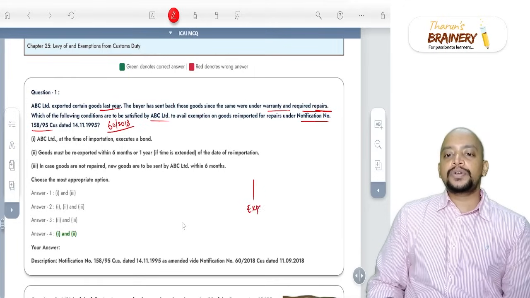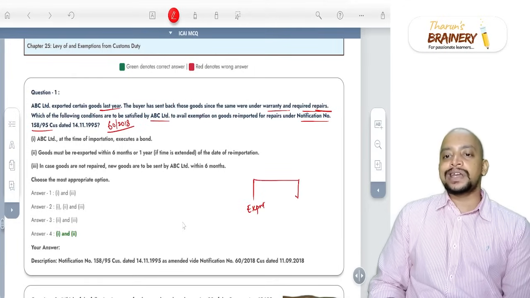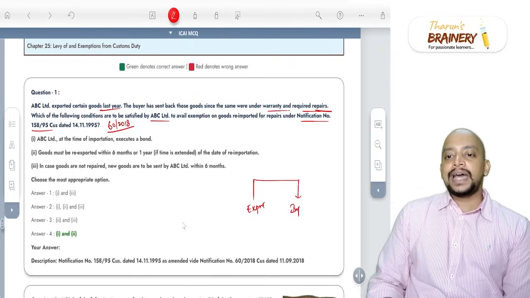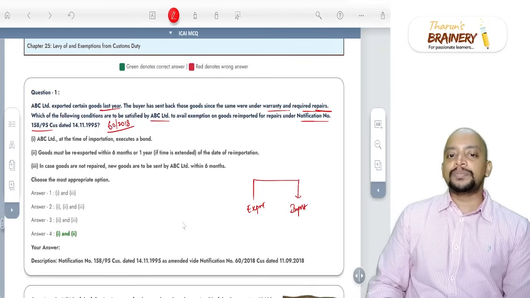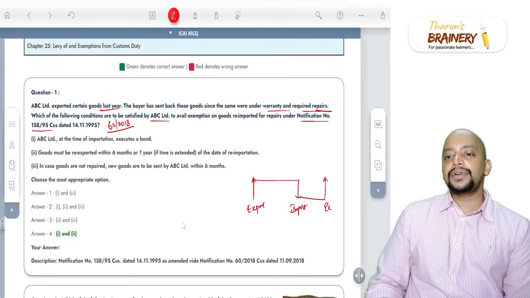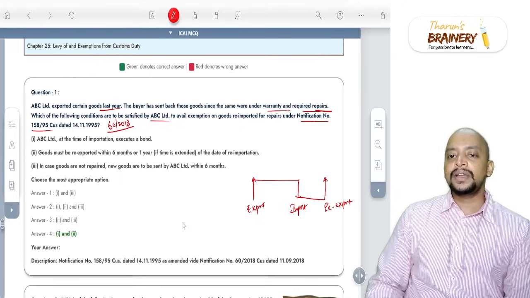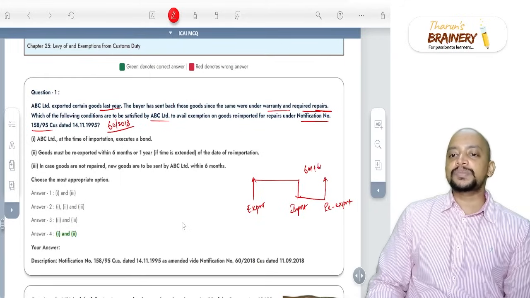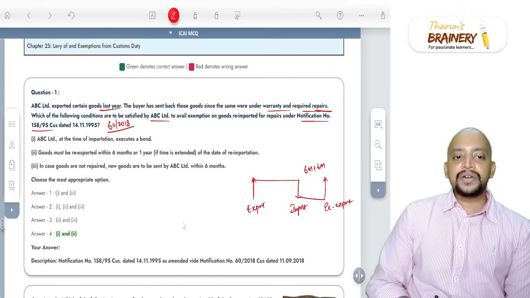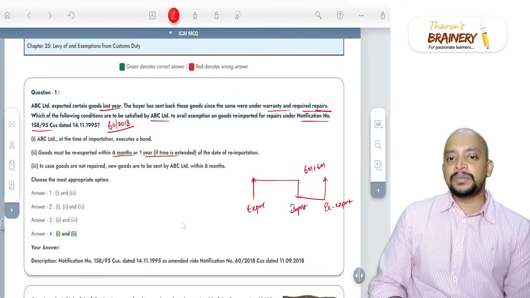So after export, they can be bringing it to India, import. And after import, this time limit should be within 3 years. And thereafter, they have to re-export. And this re-export should be within 6 months plus 6 months. So goods must be re-exported within 6 months or 1 year if the time limit is extended.